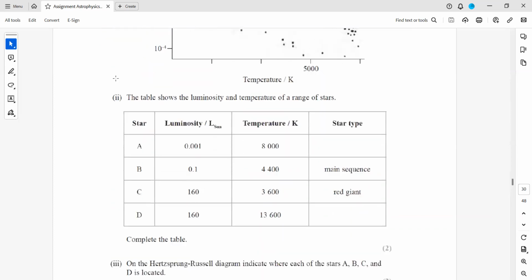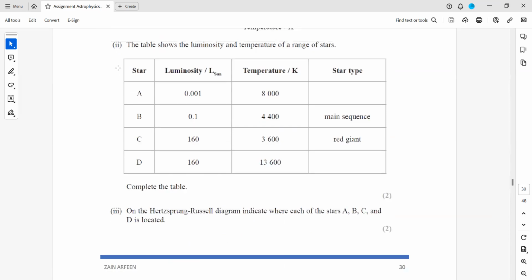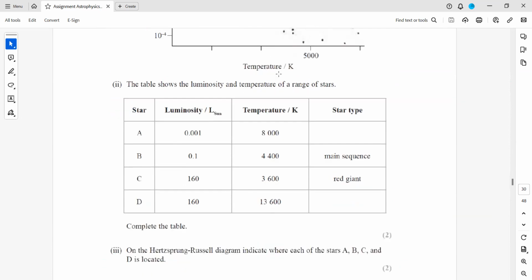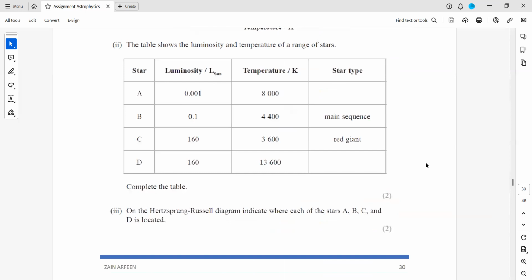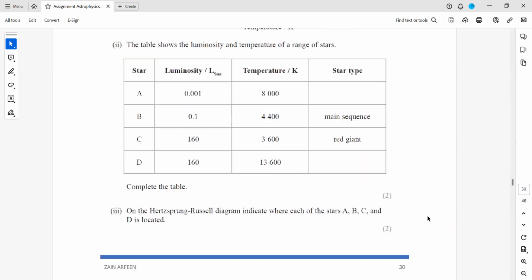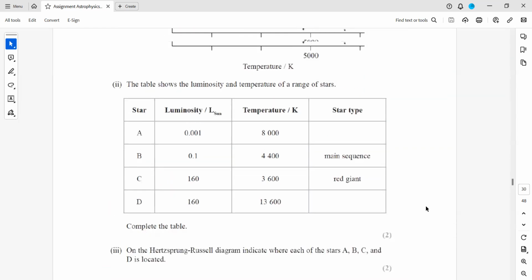Then the luminosity and temperature ranges of different stars are given. On the Hertzsprung-Russell diagram, we have to indicate each of the stars A, B, C and D, and then categorize their types as well.